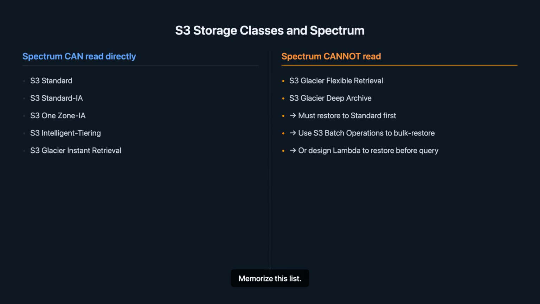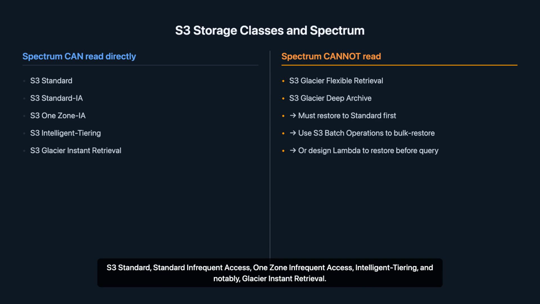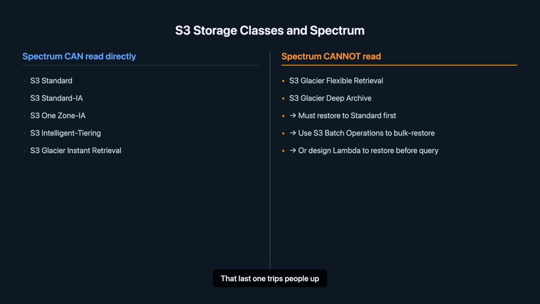Memorize this list. On the left, the storage classes Spectrum can read directly: S3 Standard, Standard Infrequent Access, One Zone Infrequent Access, Intelligent Tiering, and notably Glacier Instant Retrieval. That last one trips people up because Glacier is in the name, but Instant Retrieval really is instant. Spectrum reads it like Standard.